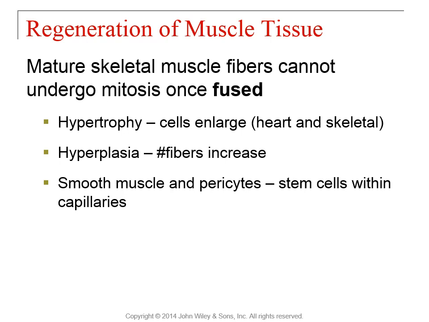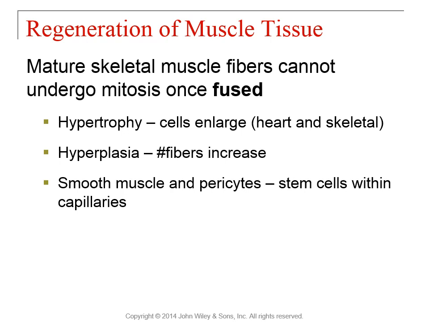Now, as far as regeneration of muscle tissue goes, we're talking about skeletal muscle fibers in particular, and to some extent cardiac too. Once it's fused, it does not undergo mitosis anymore. So what ends up happening is the amount of muscle cells that you're born with for the heart and for the skeletal is what you have. If you ever lose those cells, you're basically trying to call upon the other cells you have to hypertrophy or enlarge, creating more muscle fibers within the cell. So you increase the fibers, but you're not replacing the cells anymore.